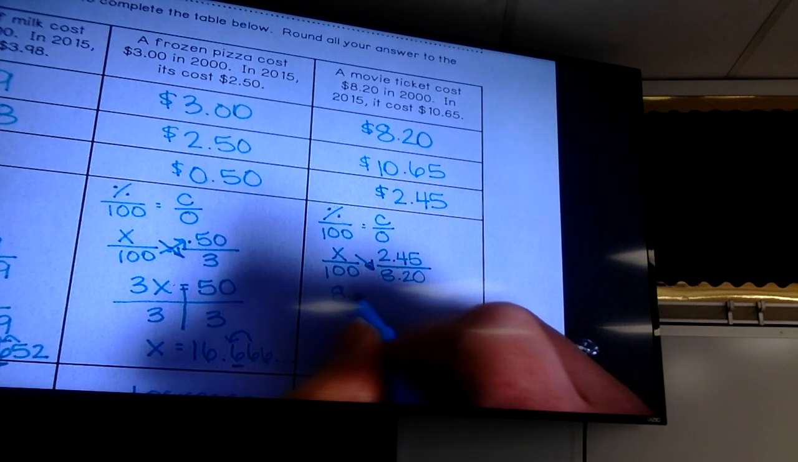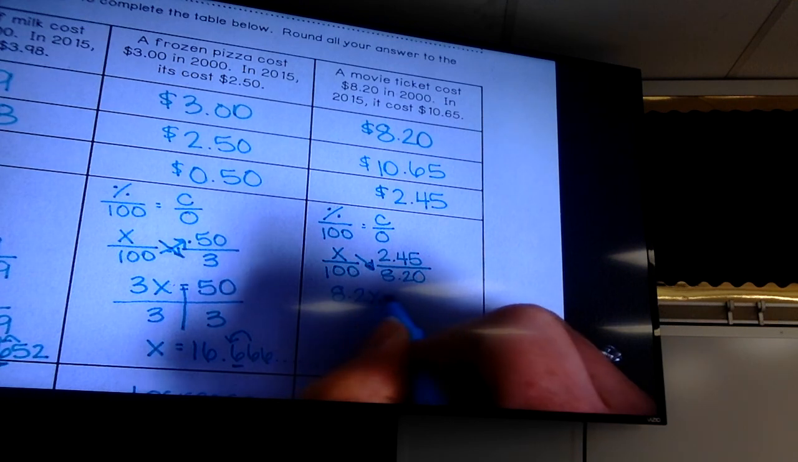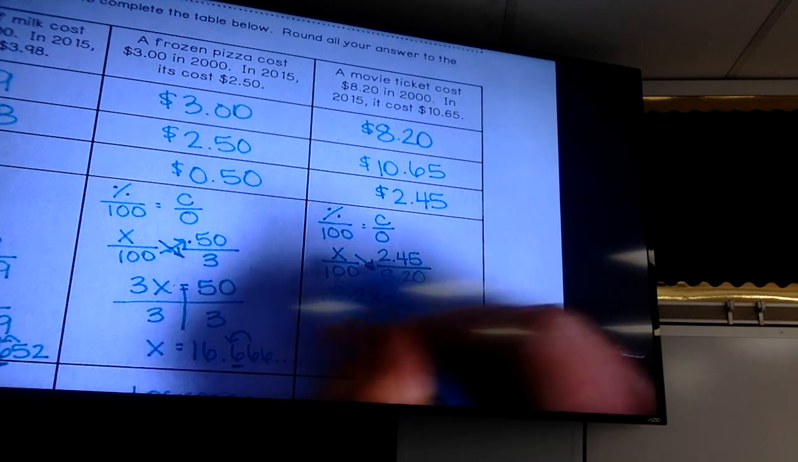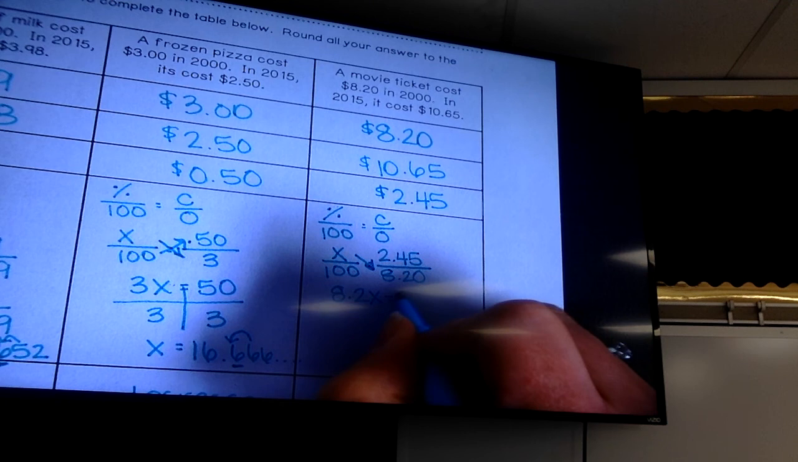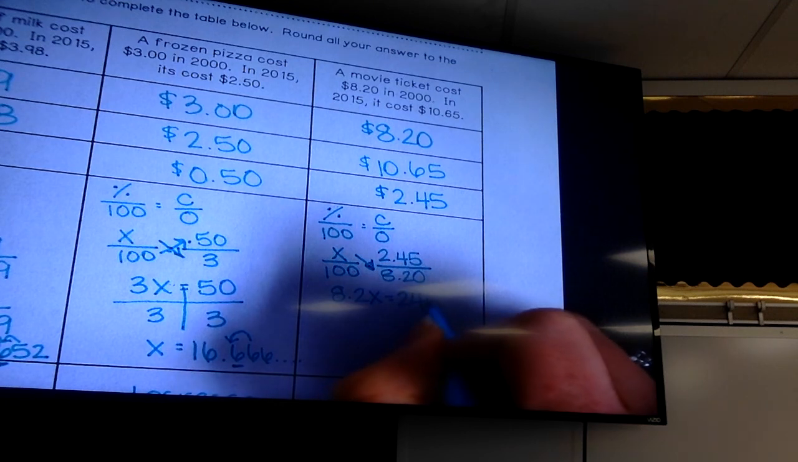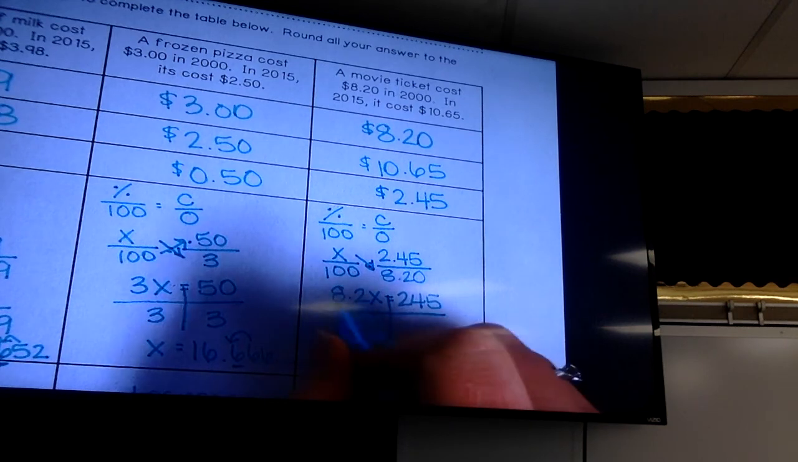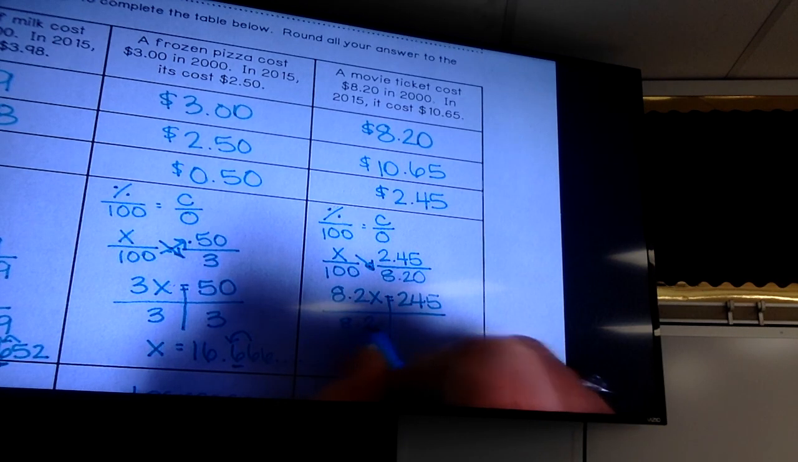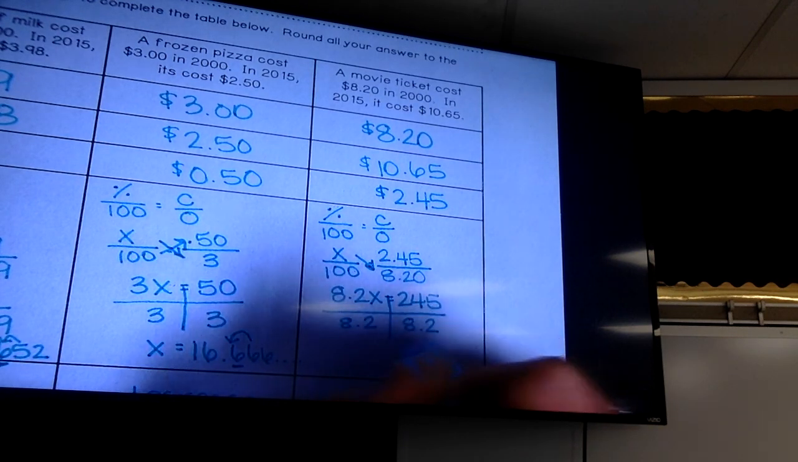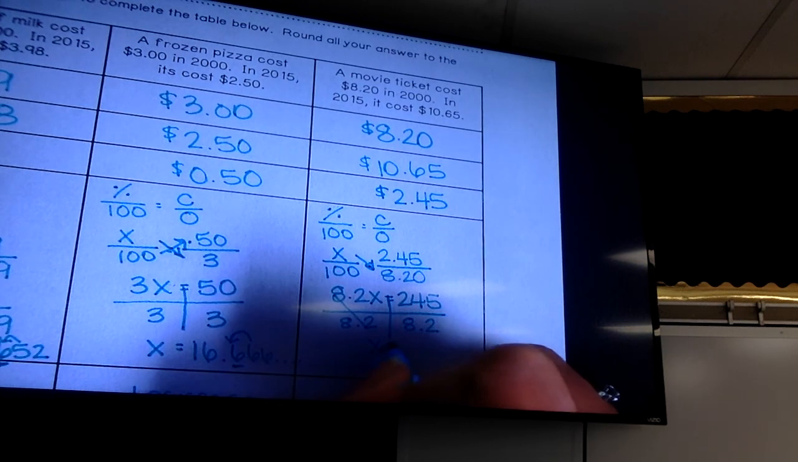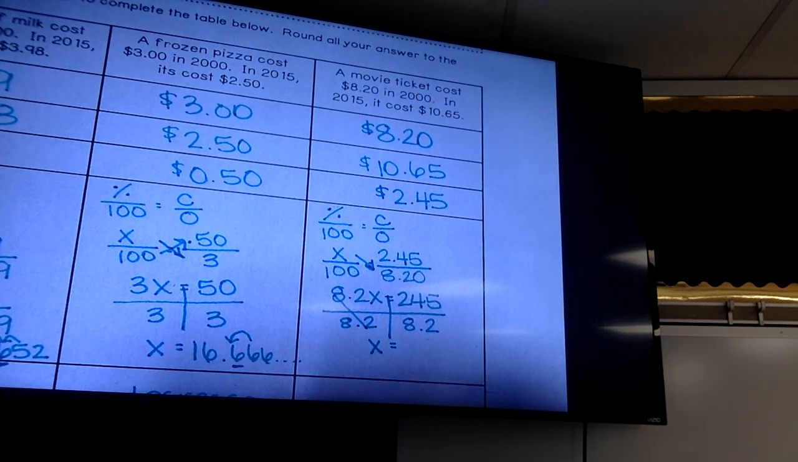$8.20 times X is 8.2X or 8.20X, and 100 times $2.45 would be 245. Okay, I'm going to drop my line and solve. 8.2 is right next to the X, so to get them apart, I need to divide. So I'm left with X on this side, and then I'm going to do 245 divided by 8.2.